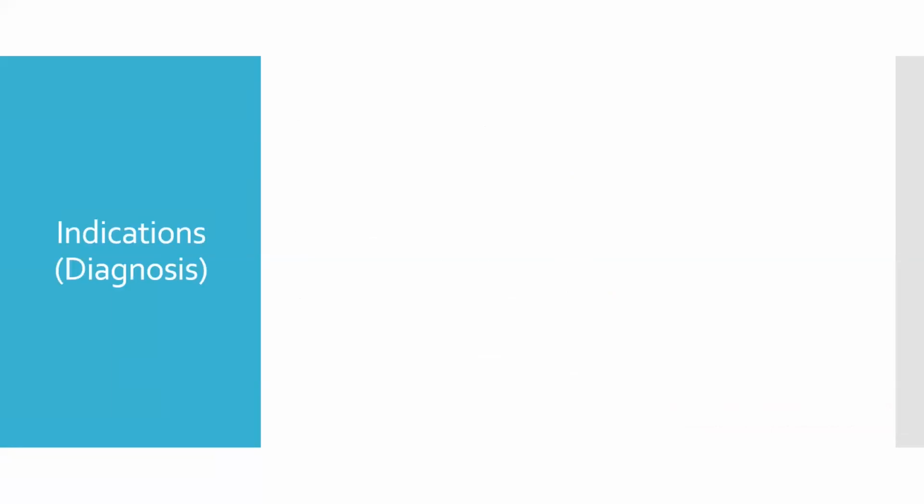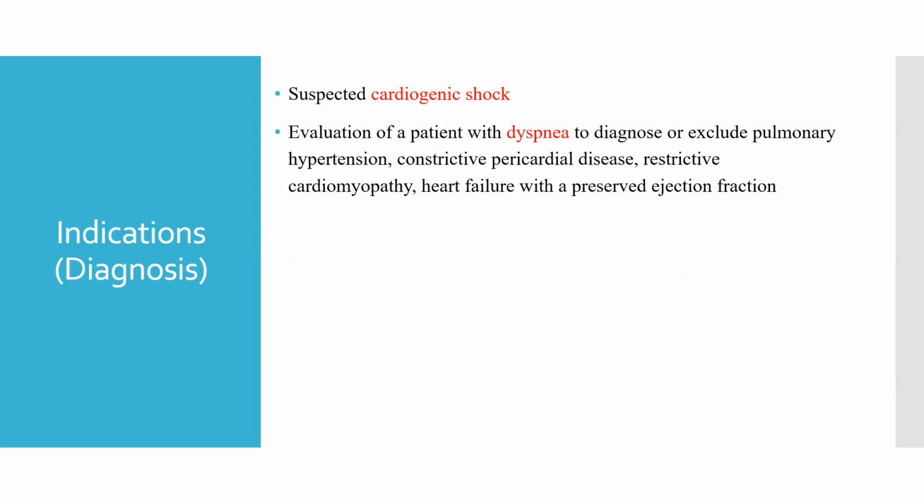So, what about the indications of right heart catheterization? They are numerous. Some are for diagnosis, and they also aid in therapeutic implications. For diagnosis, they are used in patients with suspected cardiogenic shock to determine the hemodynamic profile. Right heart catheterization is also used in the evaluation of patients with dyspnea to diagnose or exclude PH, constrictive pericarditis, restrictive cardiomyopathy, and in some situations when there is a high suspicion of HFpEF, heart failure with preserved ejection fraction. Actually, this is a good standard modality to confirm such a challenging disease.